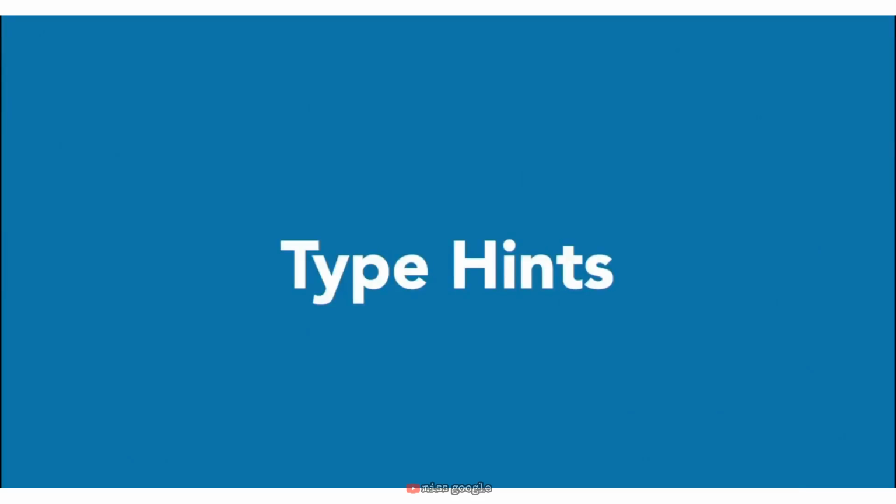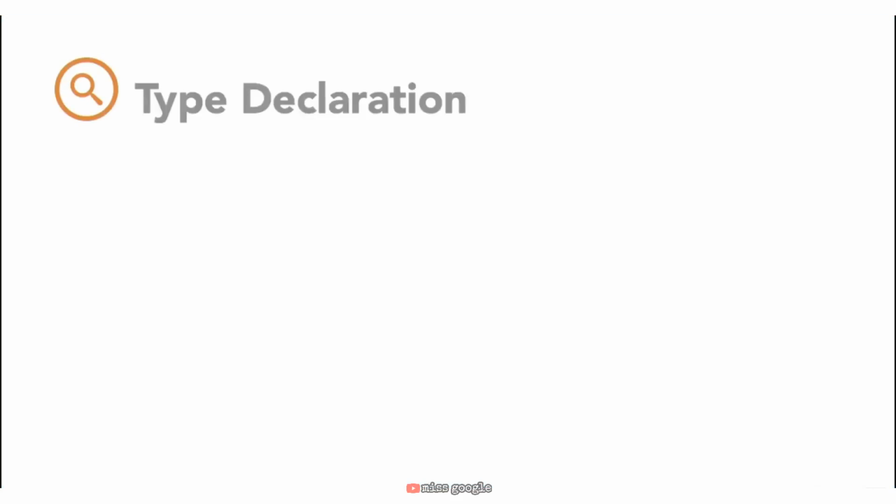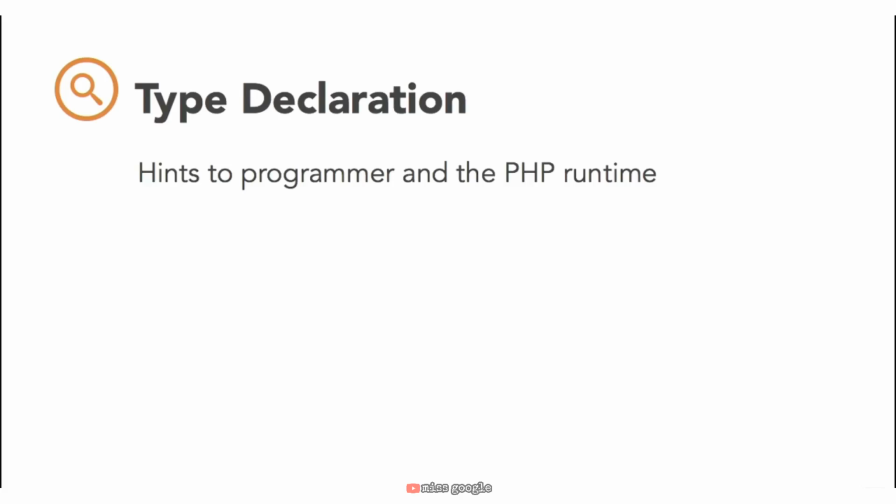I've mentioned in this course once or twice the idea of type hints without actually explaining what they are. Let's look at the concept now. Type hints or type declarations, which I'm going to use going forward, as that is how the PHP manual refers to them, are hints to the programmer and to the PHP runtime that I require something that corresponds to a particular type. If I don't have a value that corresponds to this type, bad things are going to happen.